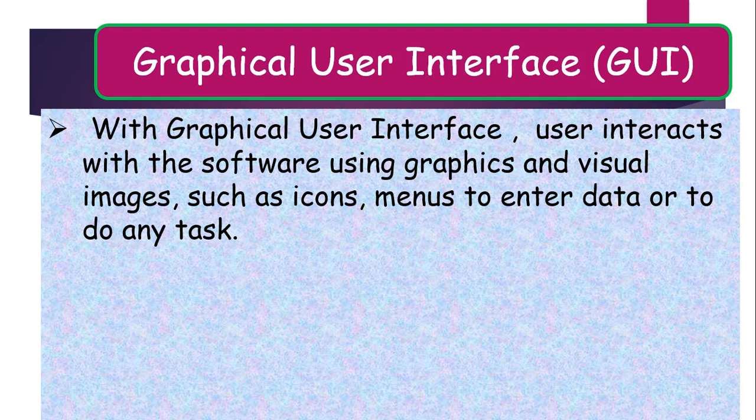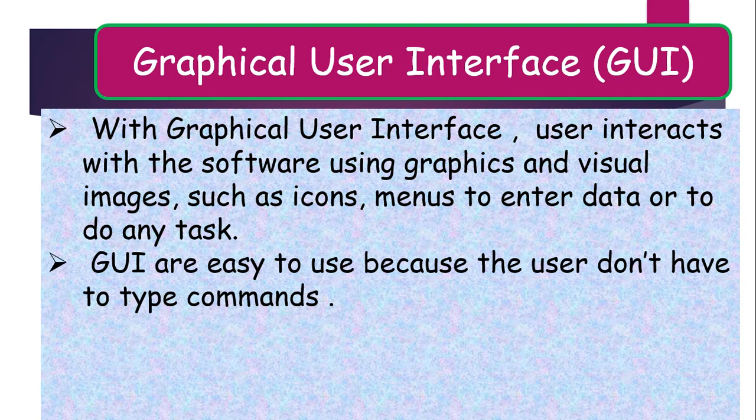So graphical user interface is a type of interface in which whenever we want to enter data or perform any task, there is no need to type any command. We enter the data with the help of icons or images or text. Next is GUIs are easy to use because the user doesn't have to type commands. So this is the main advantage of graphical user interface, that they are easy to use because there is no need to remember or learn any commands.